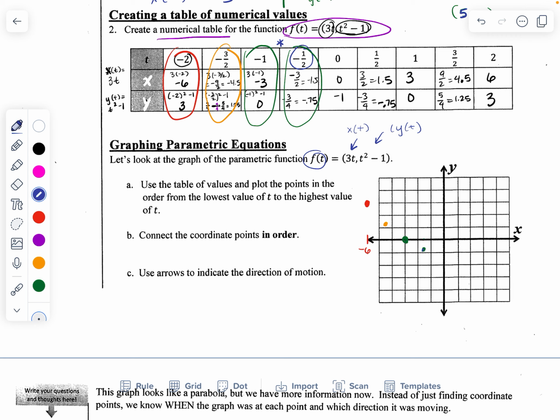Okay, it's blue. When t is 0, we're at the point 0 comma negative 1. When t is 1/2, we're at 1 1/2 comma negative 3/4. When t is 1, we're at 3 comma 0.